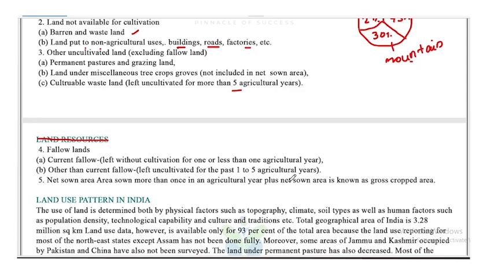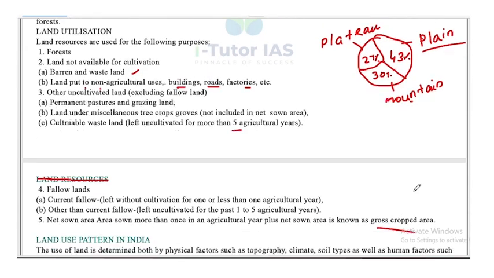And the next one is fallow land, that is current fallow, which is left without cultivation for 1 or less than 1 agricultural year, and other than current fallow, which is left uncultivated for the past 1 to 5 agricultural years. Then the final one is net sown area. Area sown more than once in an agricultural year plus net sown area is known as gross cropped area. Okay, so that is the land utilization.